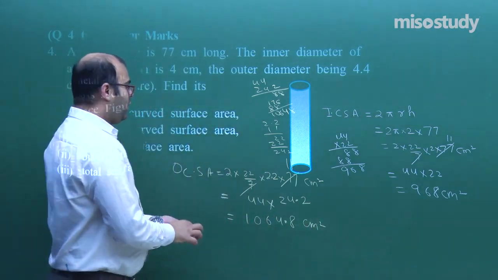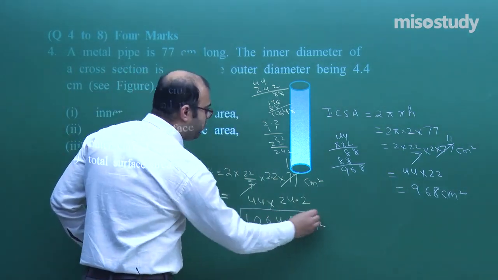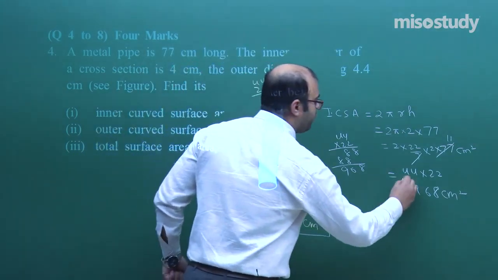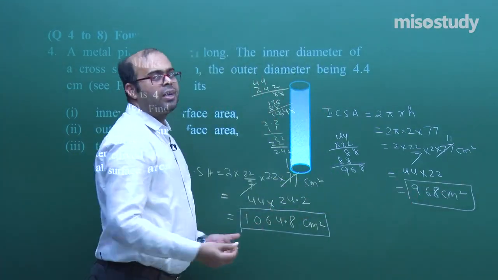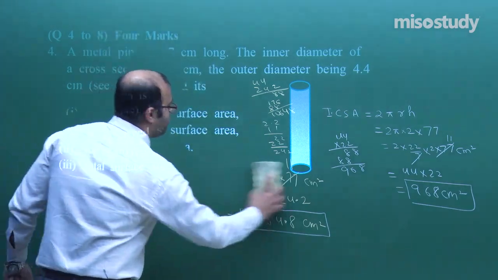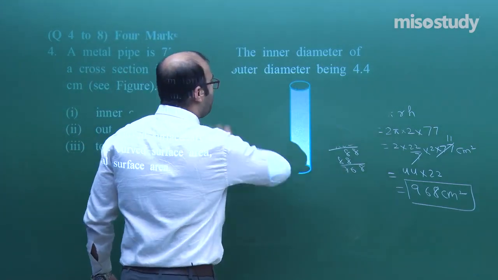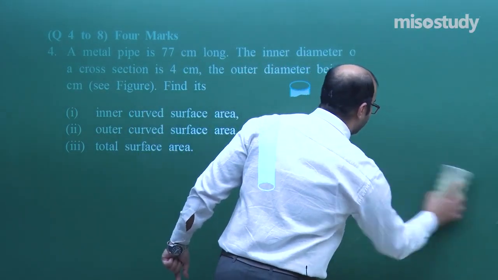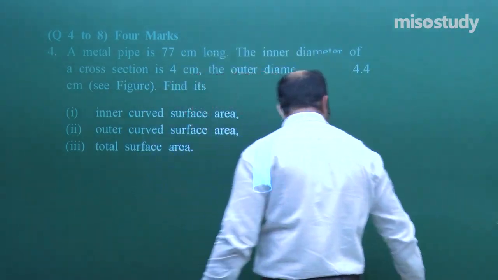So what do we get? This is the outer curved surface area, this is the inner curved surface area. Add them and get the total surface area. So this is how we calculate inner curved surface area and outer curved surface area by taking different radii. One is inner radius, another is outer radius.